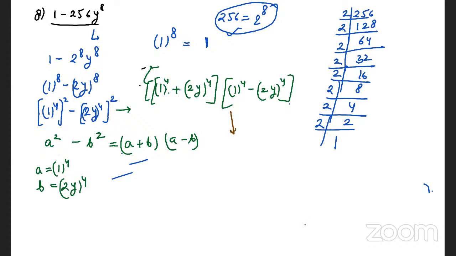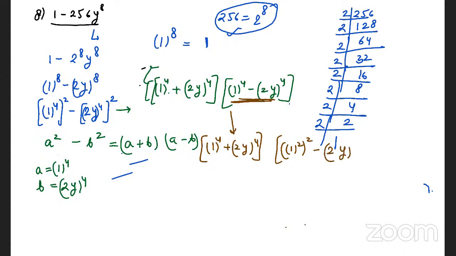Now this again, I will split it like this. 1 to the power of 4 plus 2y to the power of 4 is the one term. And 1 to the power of 4 minus 2y to the power of 4, I can split it in this way: 1 to the power of 2 squared minus 2y to the power of 2 squared. I split it again, the same thing. So it is again a square minus b square, where a is equal to 1 square and b is equal to 2y square.